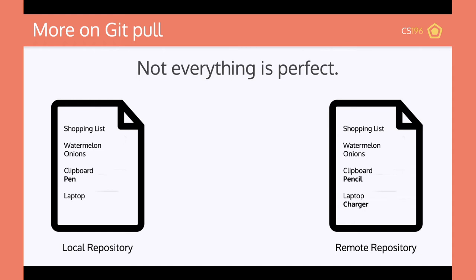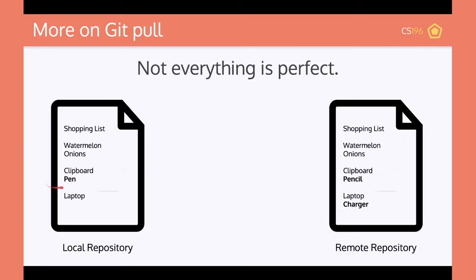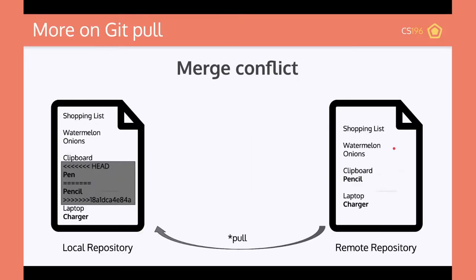Now there's two different versions of what's going on. And because Welby pushed his up to remote first, that's where he basically got the changes pushed up first. So we're going to be the ones who have to figure out what the best solution is. So when we try and pull now, what we're going to get is an issue. So going back to this, right? We have pen over here, but pencil over here. How do we resolve that? So the answer is merge conflicts.